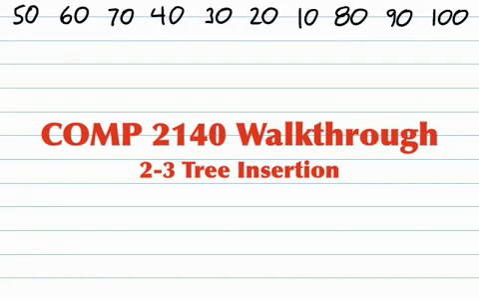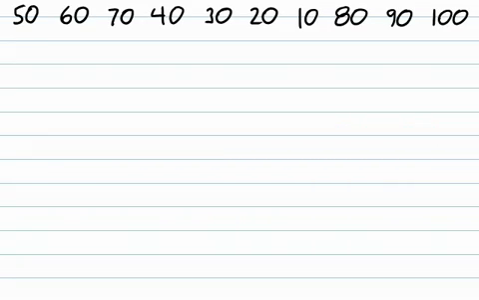Welcome to the Comp2140 walkthrough on 2-3 tree insertion. What we're going to be doing is inserting a sequence of values into a new empty 2-3 tree. Now, since the tree is empty, our initial root node is going to be null. So the first value we insert, 50, is going to require a new node be created for it. And that's going to be both the root of our tree and the only leaf node contained in our tree.